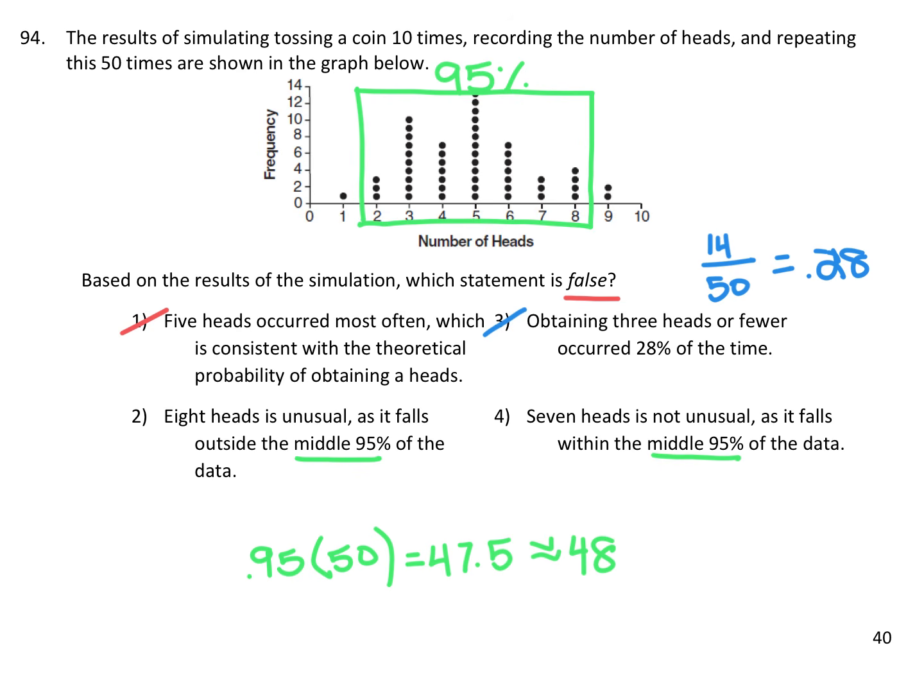Okay, so now if we look through the answer choices, let's look at choice 2. It says 8 heads is unusual as it falls outside the middle 95% of the data. Well, here's where 8 falls. That's not outside the middle 95%. That's within it. So this is actually the false statement. This is our answer. And just to look at choice 4, it says 7 heads is not unusual, which means usual. So let's read it as 7 heads is usual as it falls within the middle 95% of the data. And look, 7 is within the middle 95%. So this is also a true statement. So that one's out too. So choice 2 is our answer.